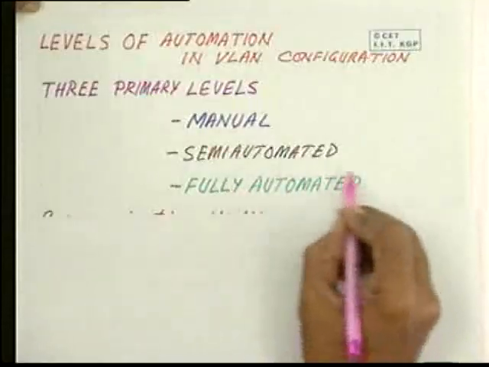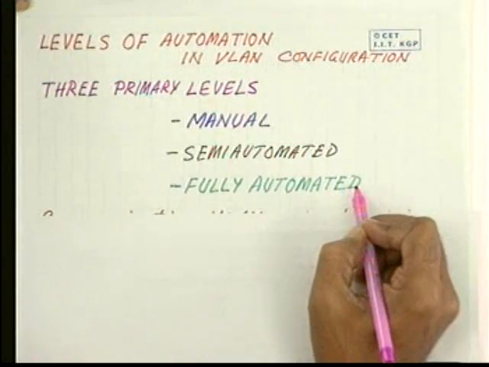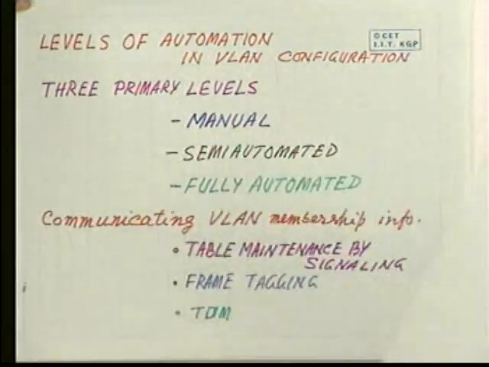In a fully automated manner, a particular host can join a group based on some policy, say based on its IP address or based on whether a person belongs to the accounts section or purchase section or some other section, based on its work or on IP address. In a fully automated manner, in a dynamic way, the configuration can be done.